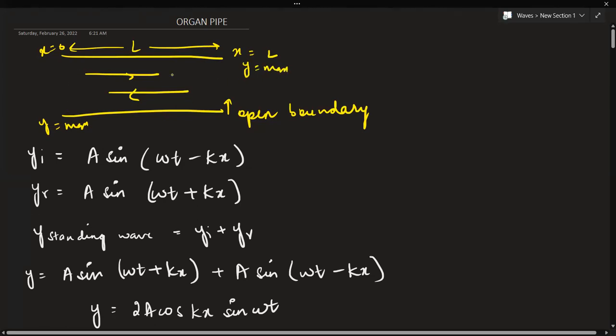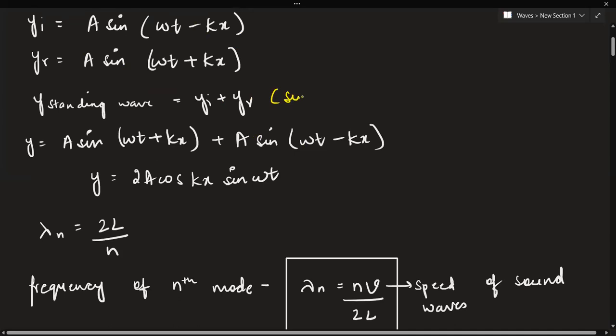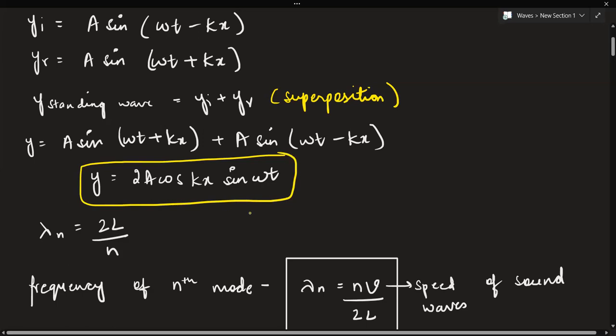So for the incident wave, y will be equal to a sine omega t minus kx. And for the reflected one, let's say this is the incident one and this is the reflected one, this will be a sine omega t plus kx, just the difference of direction. Now for the standing wave, we have to use the superposition principle. Using superposition, the sum of y incident and y reflection will give the resulting standing wave. Similar to the previous one, y will come out to be 2a cos kx sine omega t.